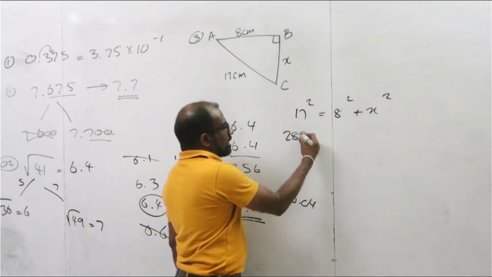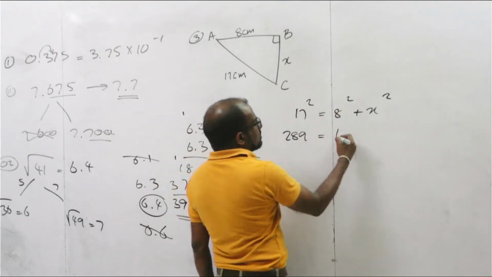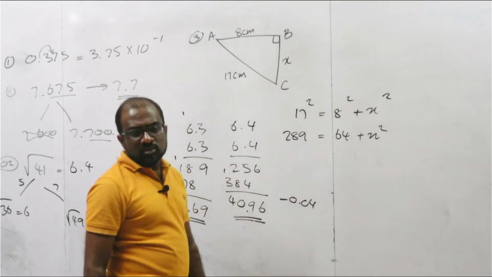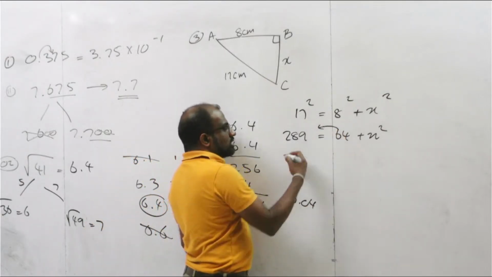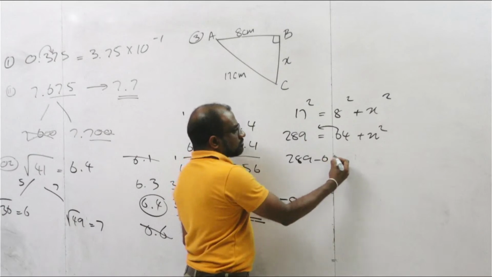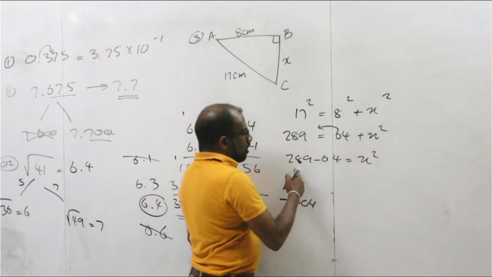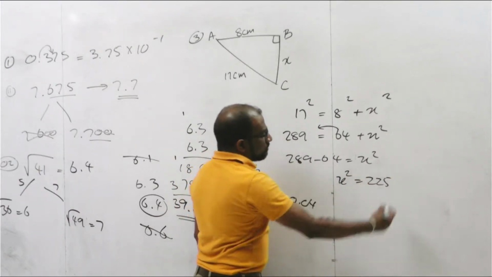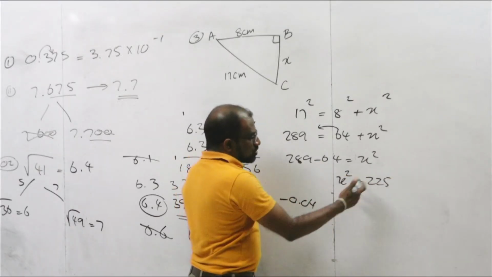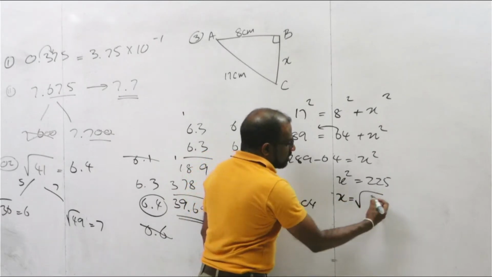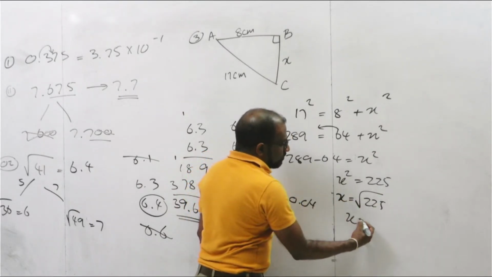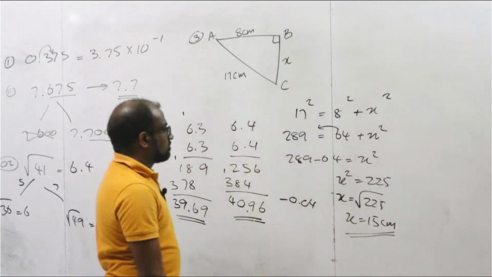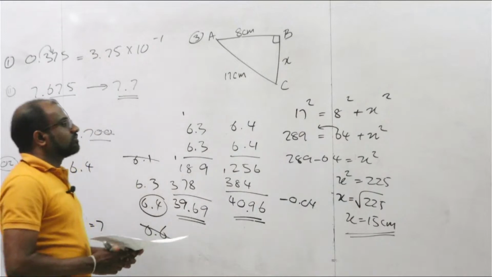17 squared 289, equals 8 squared 64 plus x squared. Right? So simple equation. Plus 64 you can bring this side, that is minus 64. 289 minus 64, that is 225. x squared equals 225, so x is the square root of 225, that is 15 centimeters. Right, that is 15 centimeters.